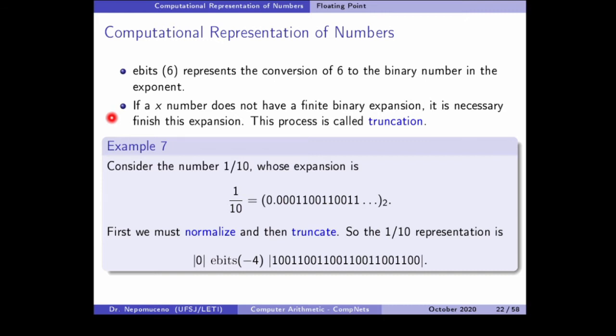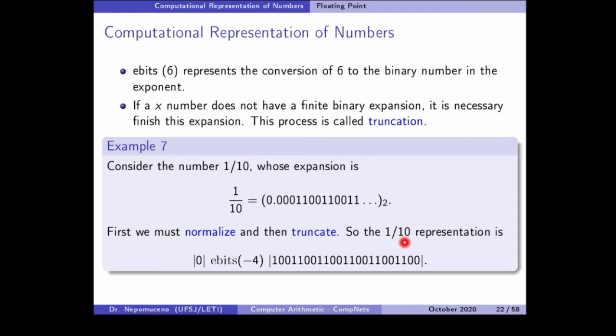If the number x does not have a finite binary expansion, it's necessary to finish this expansion. This process is called truncation. Consider the number 1 divided by 10, whose expansion is like that. So this is the answer, as you can see, of the previous exercise. But this expansion is not finite. It goes on forever. So first of all, we have to normalize and then truncate.